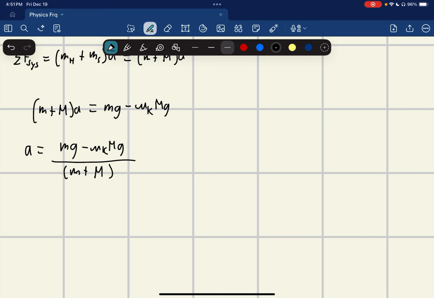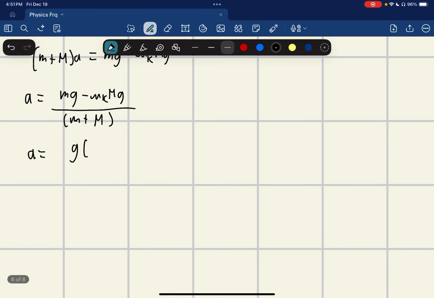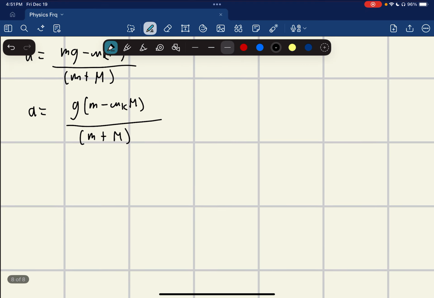And here, that is just what your a would equal, or you can simplify further by factoring a g on the top. So a is equal to g times (m minus μk M) divided by (m + M). Okay, that was E. Okay, F.